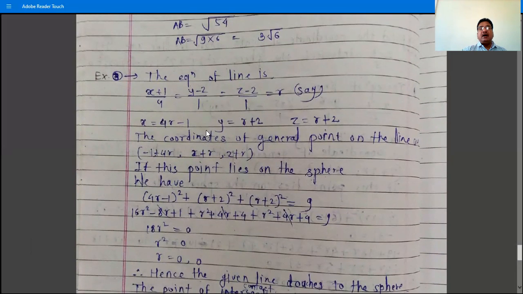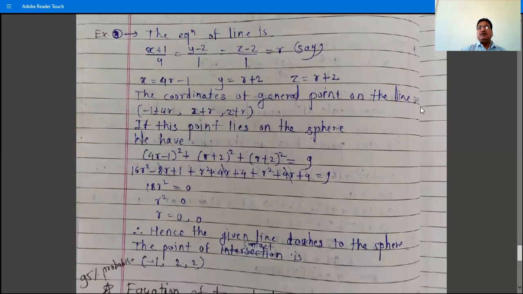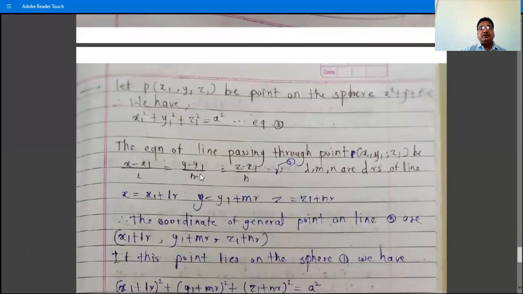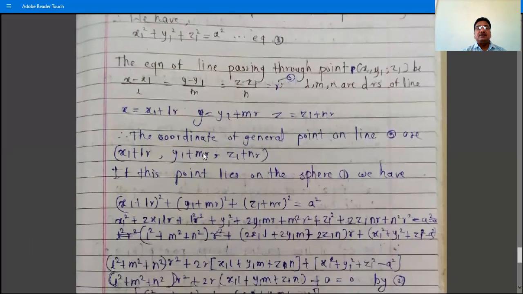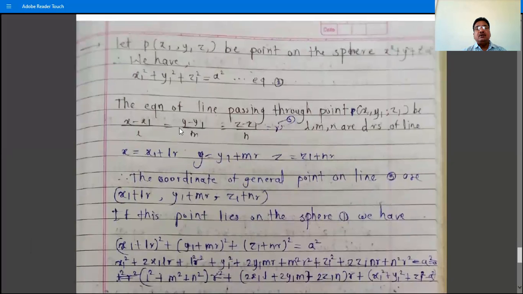We compare with r each ratio, then find the coordinates of a general point on the line, and if that point lies on the sphere, then we have the condition. So the procedure and the proof for the tangent line and the tangent plane are the same. Now we will find the locus of this tangent line.